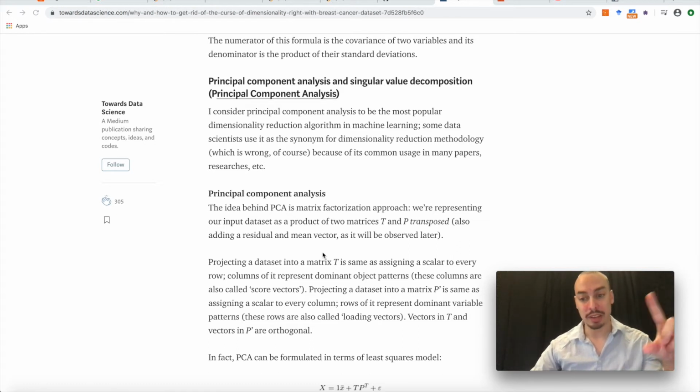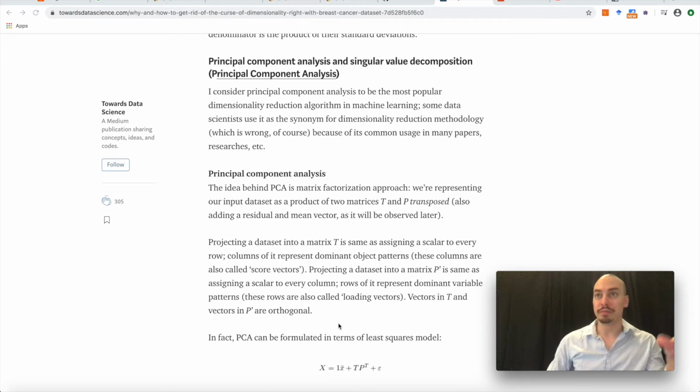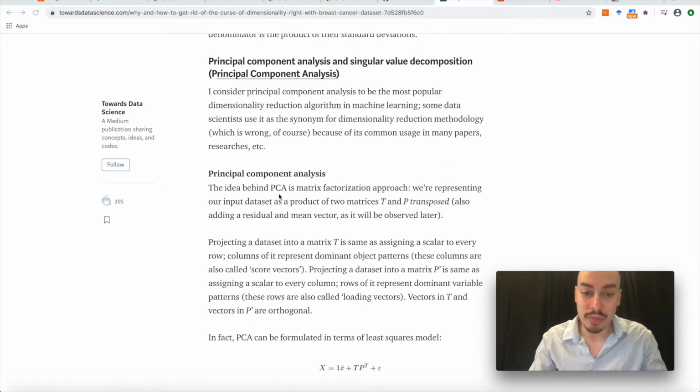into a different set of basis vectors. So it projects your data set using a matrix T into that, how to say, coordinate system. That's what I wanted to say. So the idea behind PCA is matrix factorization. We have our data set and then have two matrices, T and P transposed.